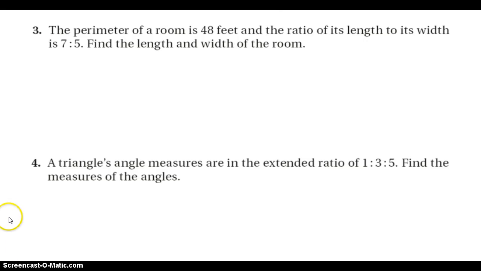Please go to the slide and pause the video for me. Try both these problems on your own. You should be able to do them from the past 2 examples, and make sure we know how to do ratio problems.